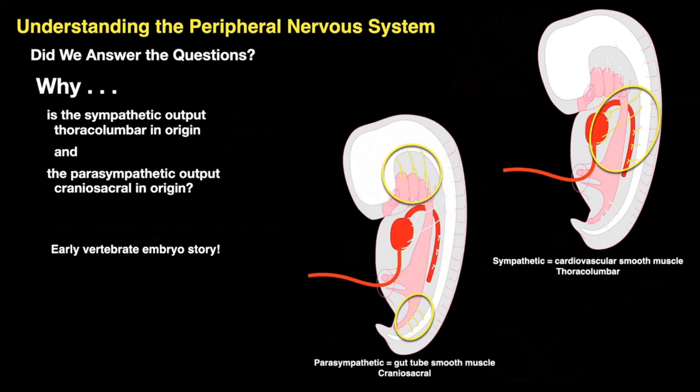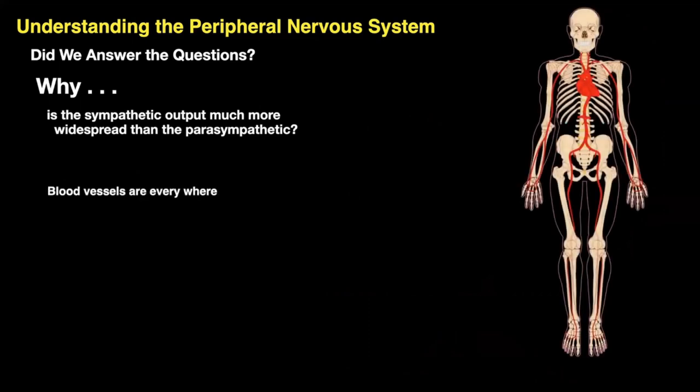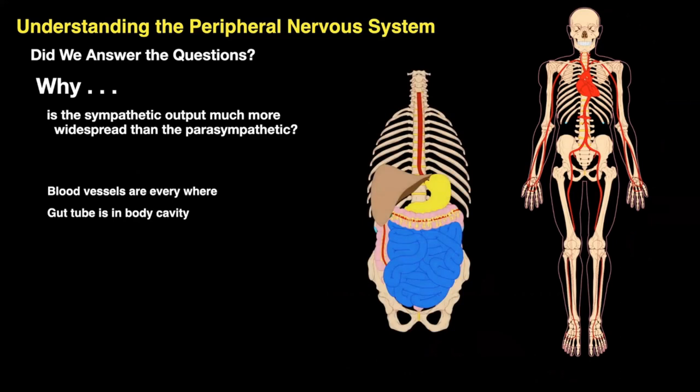Sympathetic thoracolumbar, cardiovascular smooth muscle, that's what it's innervating. Parasympathetic craniosacral, gut tube smooth muscle, that's what it's innervating. Why is the sympathetic output much more widespread than the parasympathetic? Well, you guys tell me. Yeah, blood vessels are everywhere. That's what the sympathetic's innervating. The gut tube isn't. It's kind of limited to the body cavity.